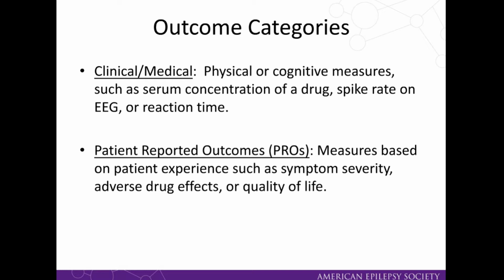Now, another type of outcome has evolved in the past 10 to 20 years, which is focused on what are called patient-reported outcomes, often referred to as PROs. Now, these are measures based on patient experience, and examples would be symptom severity, adverse medication effects, quality of life assessments, mood assessments, etc.